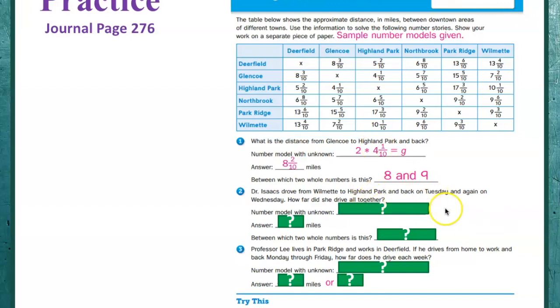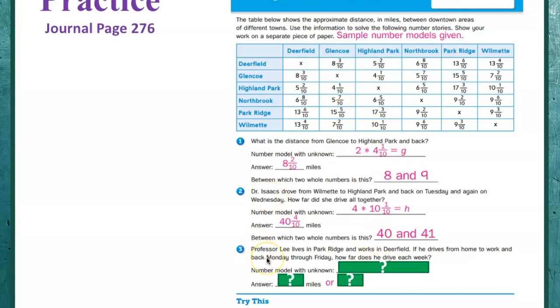Okay, number 2 says Dr. Isaacs drove from Wilmette to Highland Park and back, and back again on Tuesday, and again on Wednesday. So that's 4 times he drove to a spot, because it's and back. How far did she drive altogether? So we know that we're going to be multiplying by 4, but we need to know what. So I'm going to go to Wilmette and then go to Highland Park. 10 1/10 looks like we're going to be multiplying by 4 because there and back twice. You're going to get 40 4/10 of a mile, which is between 40 and 41 miles.